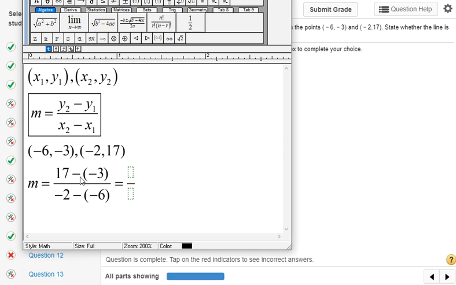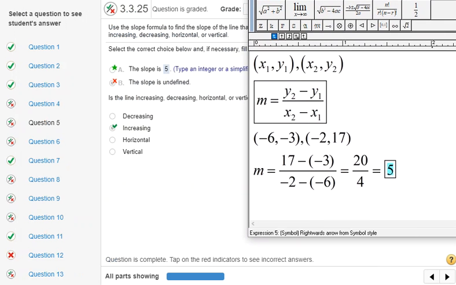Okay. So it's a plus on the top. 17 minus a -3 is 17 plus 3. That's going to add up to 20. And in the bottom, -2 minus -6 is -2 plus 6. -2 plus 6 is 4. And 20 divided by 4 is 5. So 5 is our slope. If we check that, you can see that, yes, the slope is 5. And because it's a positive value, we would check the increasing box.